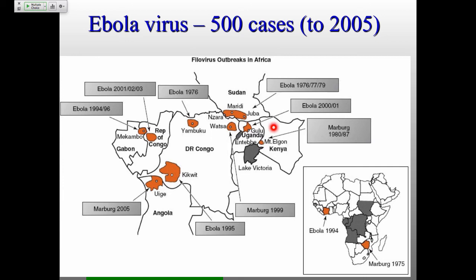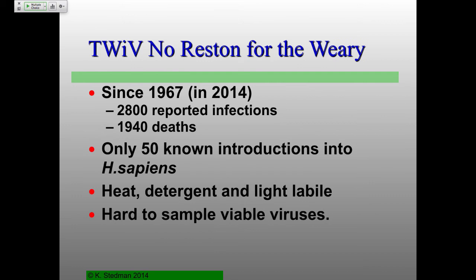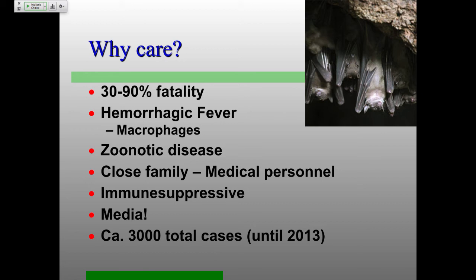80 to 87, 2000, 2001, these are, in effect, actually two separate Marburg cases here in 80 and 87. Very small numbers here. And the Reston is only monkeys? Yes. So the outbreak was only within monkeys? Yeah, and those are only within monkeys.